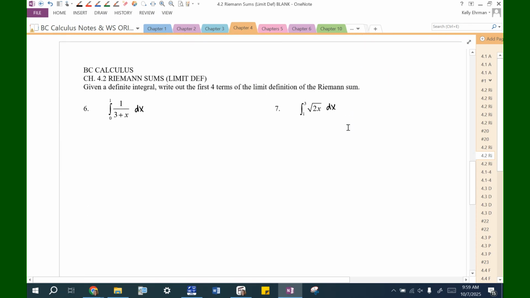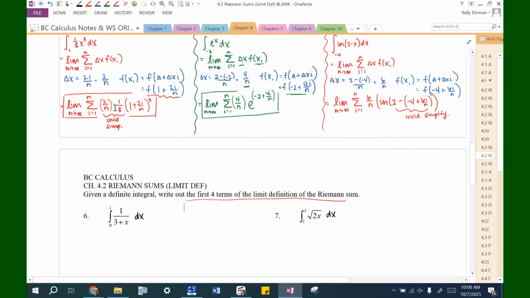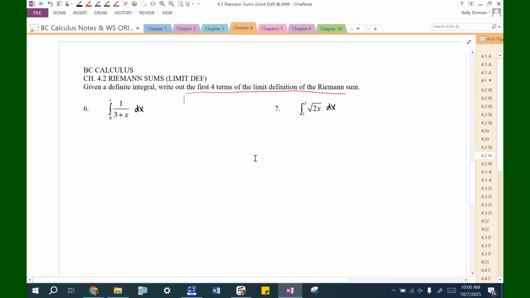All right. For our last two problems, given a definite integral, so instead of giving you the graph, I'm showing you the integral, write out the first four terms of the limit definition of the Riemann sum. I'm still going to write the Riemann sum, this thing, and then I'll expand out the terms.